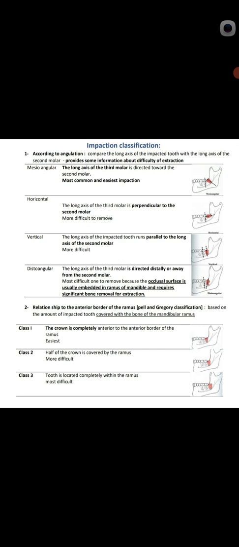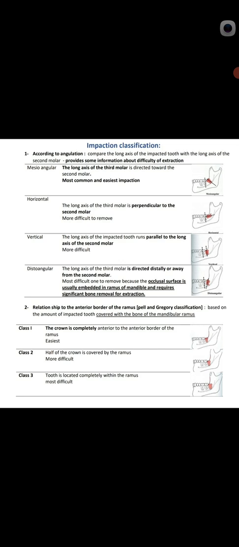Next is the distoangular. The long axis of the third molar is directed distally, or away from the second molar. It is the most difficult of all angulation classifications. Why? Because the occlusal surface is usually embedded in the ramus of the mandible and requires significant bone removal for extraction. And this is the MCQ point: distoangular is the most difficult one.